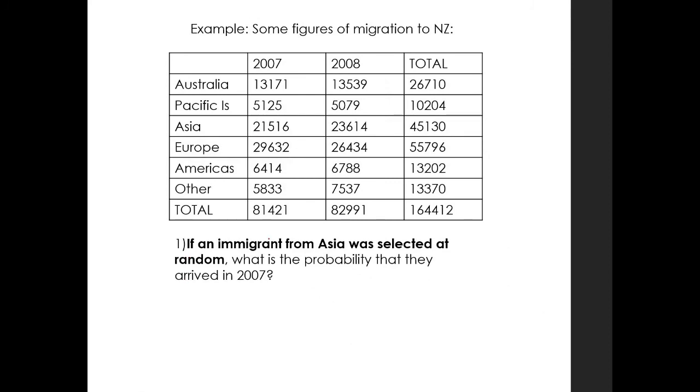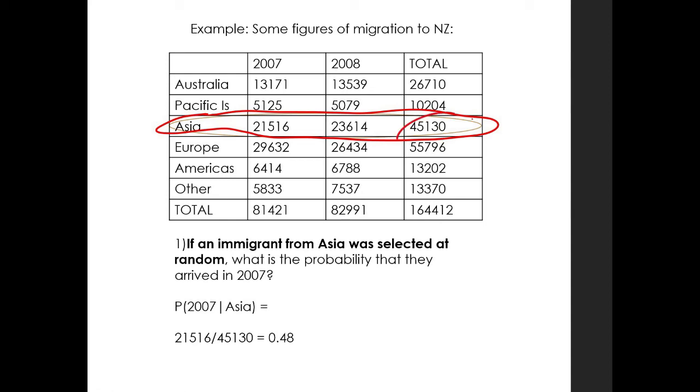Okay, if an immigrant came from Asia, so we're conditioning on coming from Asia. We're saying they absolutely must come from Asia. If an immigrant came from Asia, what is the probability that they arrived in 2007? So everything has to come out of that row. Can you try to guess what the probability is? Right? So the denominator will be all the people that came from Asia. And then 2007, well, that's that one over there, right?